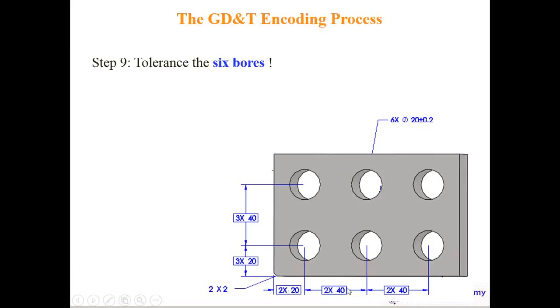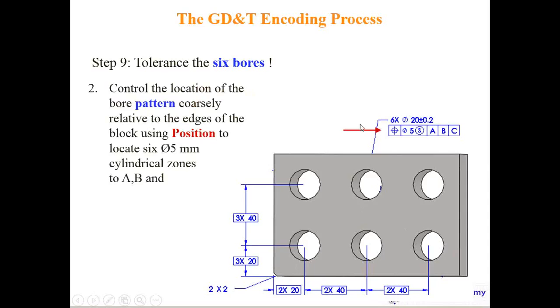About these intermittent dimensions, where you can have different tools and typical locations, and this is the diameter of the holes, 20 plus or minus 0.2. So what happens if I go for this?